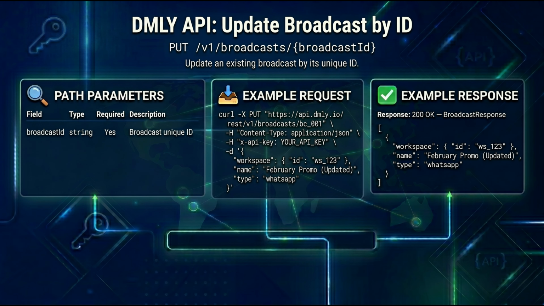Update an existing broadcast. What if you need to tweak an existing campaign before it rolls out? You can update it by sending a PUT request to the exact same path, /v1/broadcasts/ followed by the unique broadcast ID. Pass a fresh JSON payload containing the updated details in the request body. For example, updating a name field to read February promo updated. The server will instantly process the adjustment and return a 200 OK status showing the updated object.